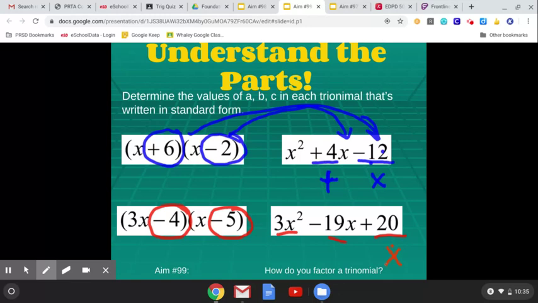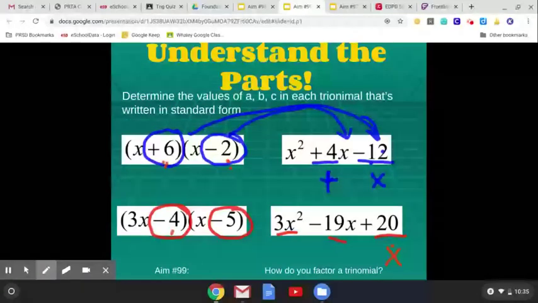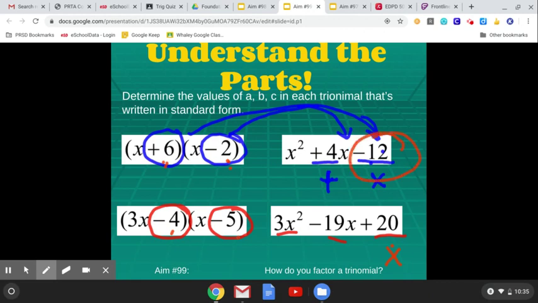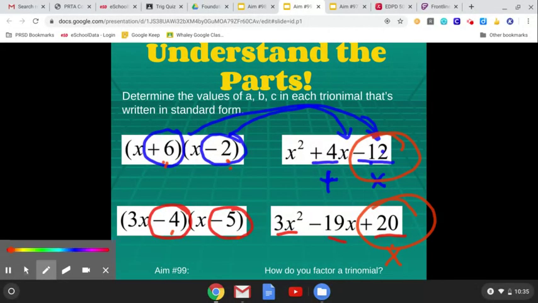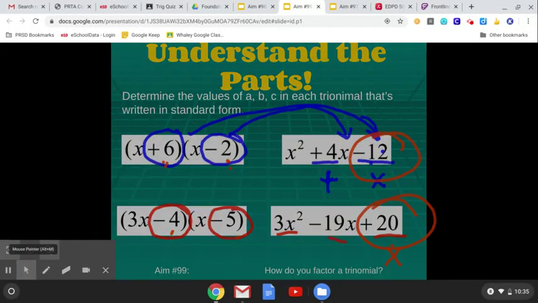But I want you to start to think about that idea that these two numbers that we use in our factors should always multiply to be the number at the end. Should always be the case. With that in mind, let me walk you through how we're going to factor this thing.